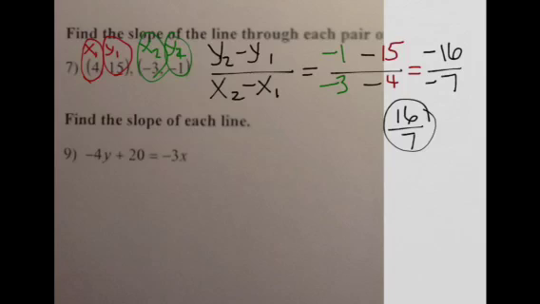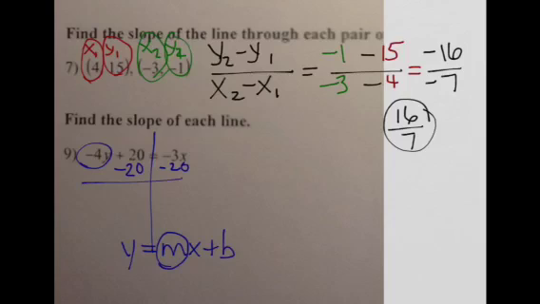Now the idea for number 9 is that you need to change this to look like slope-intercept form. If you change it to look like slope-intercept form, the number in that location will be your slope. We worked on this in class on Wednesday. So what we do to solve that one is we're going to get the y by itself. I'll minus 20 on both sides. Get the 20s to cancel, leaving -4y equals.